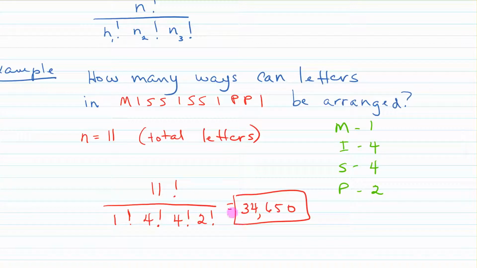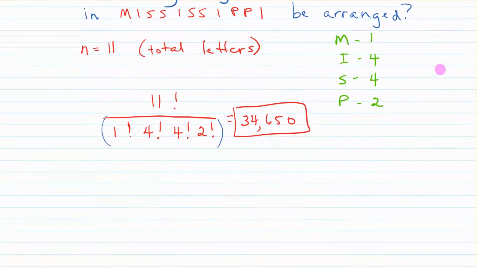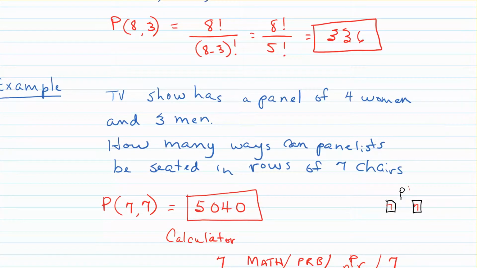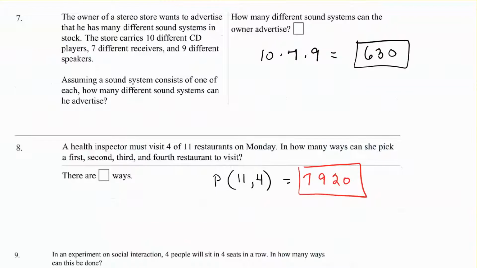There's not a way to do that other than in the calculator. You can do 11 factorial divided by, and you would want to put this in parentheses if you were going to do it there. Okay, I think that'll get us ready to start some problems and just get a taste of permutations.